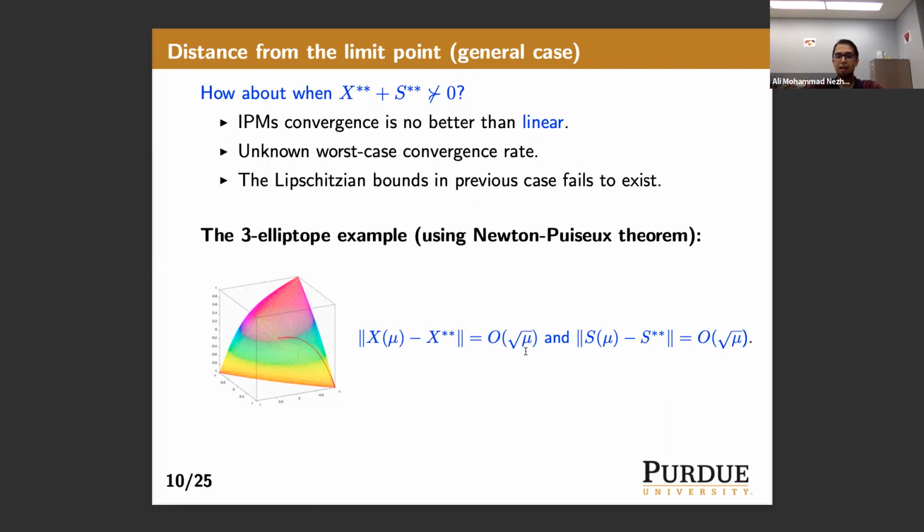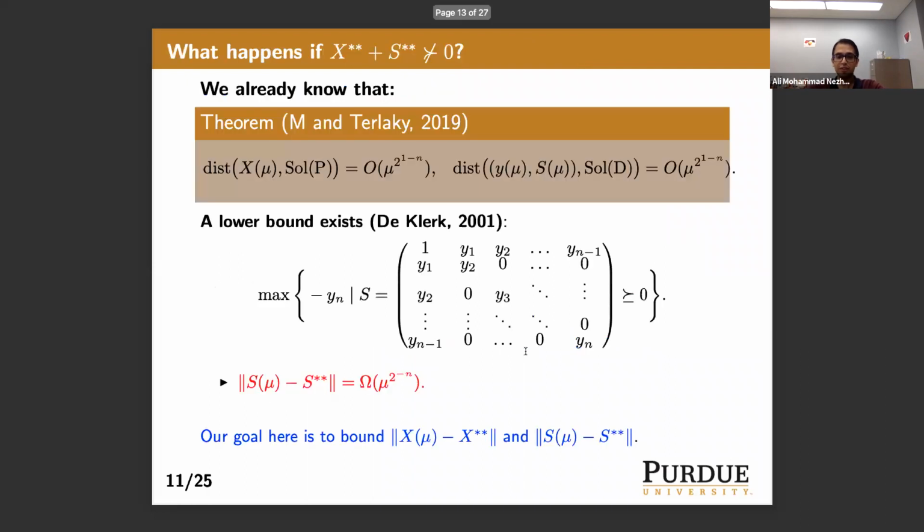And this is just a nice case when strict complementarity fails, because we might have much worse results. So we already have a lower bound in the literature, which says that, for instance, for this problem, which depends on n, the distance from the limit point of the central path can be bounded below by mu 2 to the power of minus n.